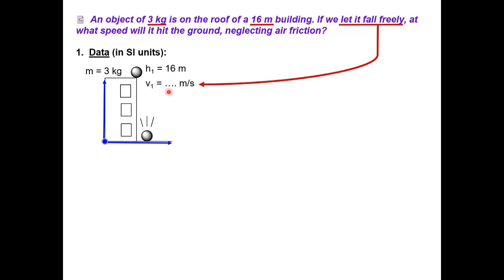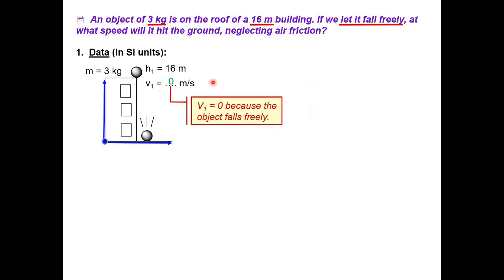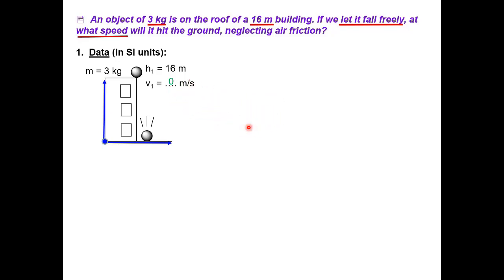Try to fill in the gap. Initial speed equals 0 meters per second. Initial speed is equal to 0 because the object falls freely. We need to calculate the final speed.